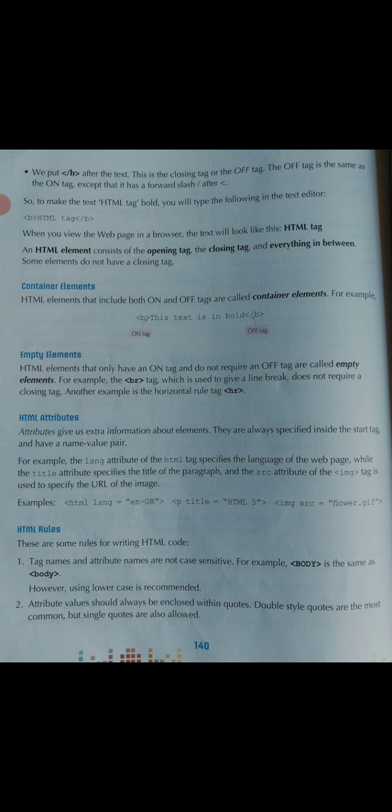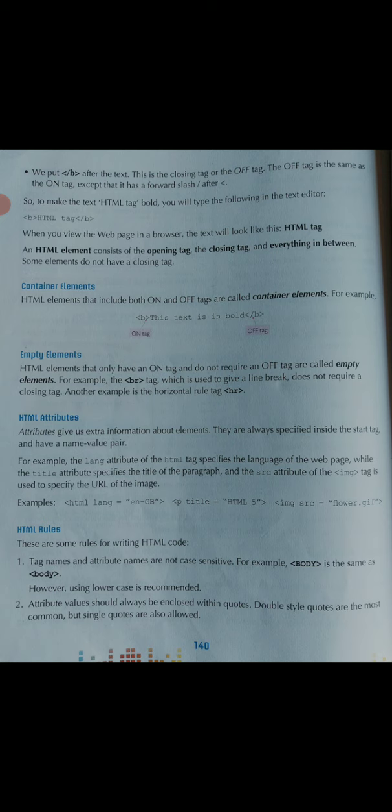They are always specified inside the start tag and have a name value pair. As I said before, in your element you will get your on tag as well as your off tag, that is, your container and empty elements. And they have a name value pair, which means you will get different types of names and values there. For example, lang. Lang means the language. In code, it is written as lang.